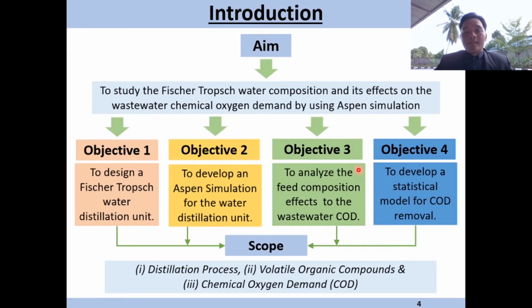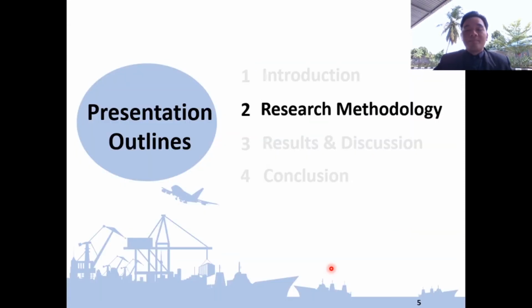So based on this issue, this project is focused to study the Fischer Tropsch water composition and its effects on the wastewater chemical oxygen demand by using Aspen simulations. To achieve these aims, four objectives have been formulated, as shown here. But these objectives are governed by a scope which focuses on the distillation process, the volatile organic compound, and the chemical oxygen demand at the bottom stream of the distillation column.